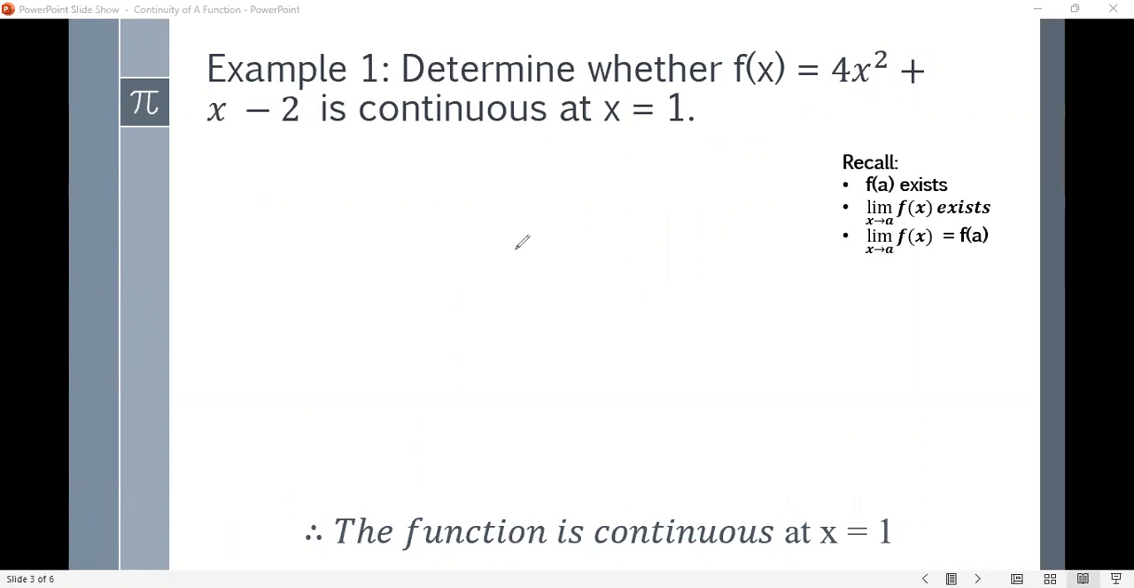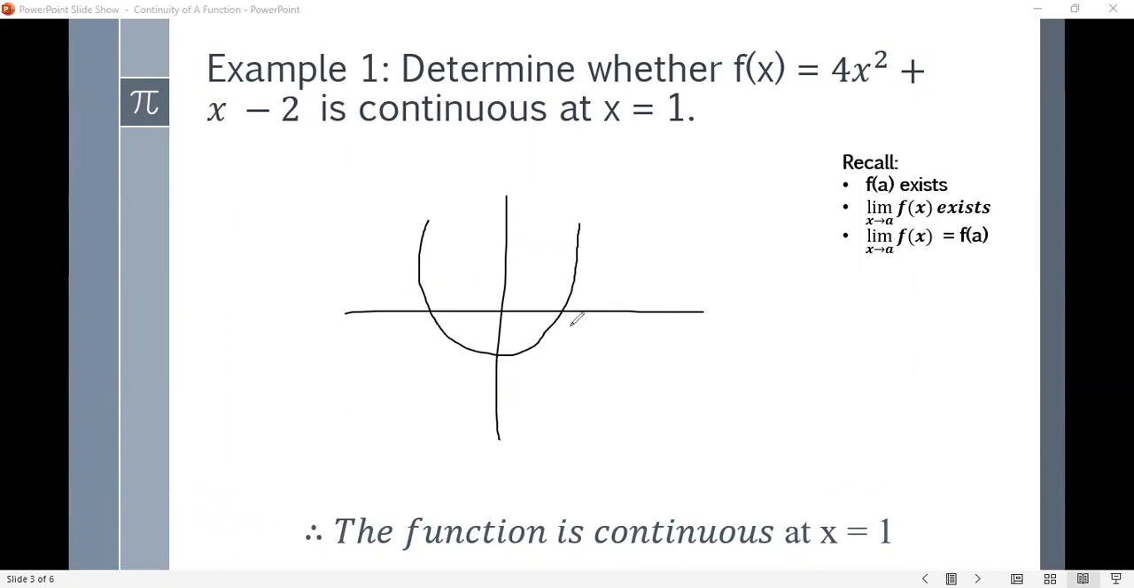So, sa graphing, ganito po ang kanyang kalalabasan. So, meron tayong function na 4x squared plus x minus 2. Halimbawa lang po ito. Hindi po siya accurate, pero ganito lang po yung itsura po ng 4x squared plus x minus 2. And then, continuous po siya at x is equals to 1.